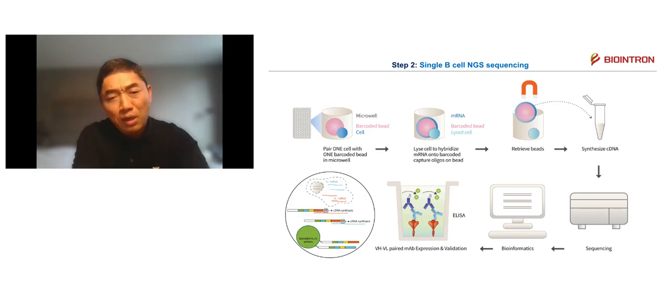You may wonder how we can tell if the heavy chain and light chain are from one single B cell. As I said, each single bead carries a pair of barcodes of the same sequence. So if the heavy chain cDNA and light chain cDNA have the same barcode sequence, we would say, okay, this heavy chain and light chain are from one single B cell, so they are naturally paired. If not, we will just dismiss it.